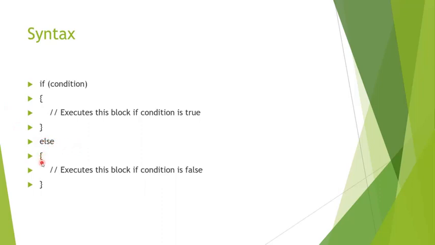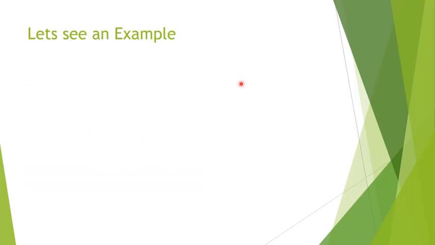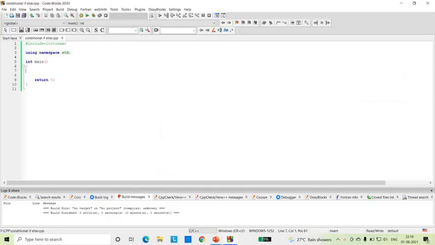And the braces open and braces close, the block of code between them is what is executed with else. Now let us see an example of that.